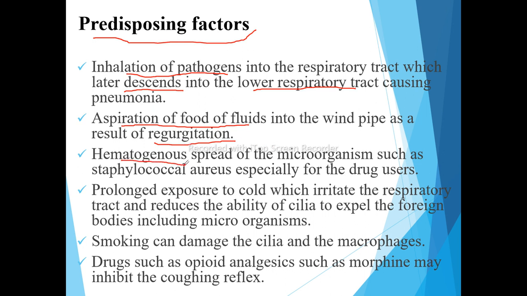Then we also have hematogenous spread. Hematogenous, we are talking about the spread through the bloodstream. So some microorganisms can gain access to the bloodstream, such as Staphylococcus aureus. Let's say through drug users. Drug users may exchange needles. So this can transmit the infection.